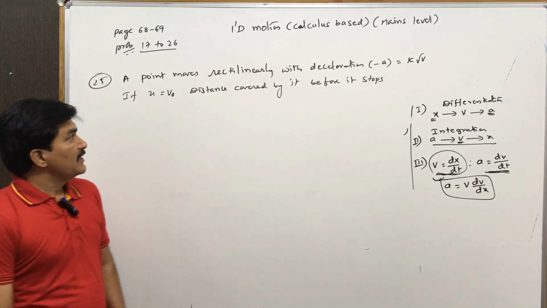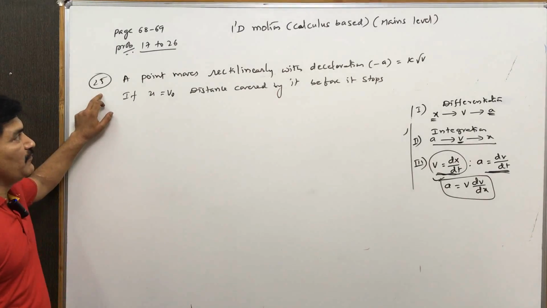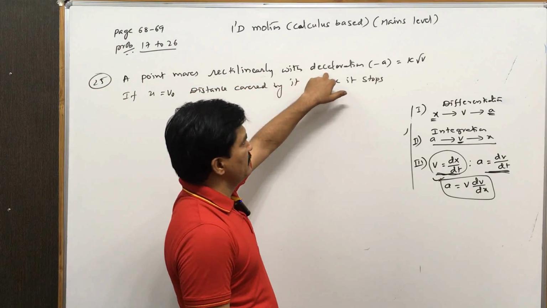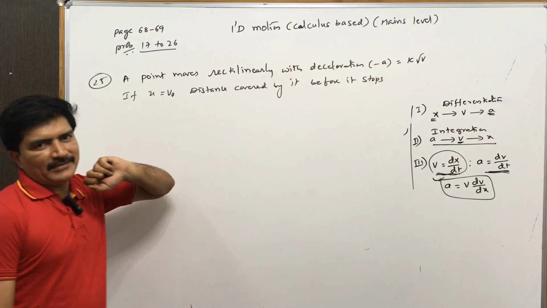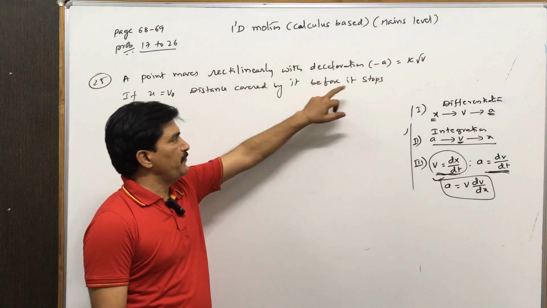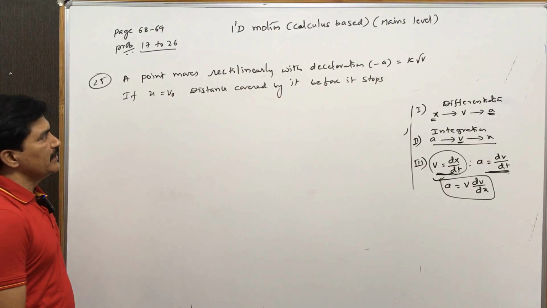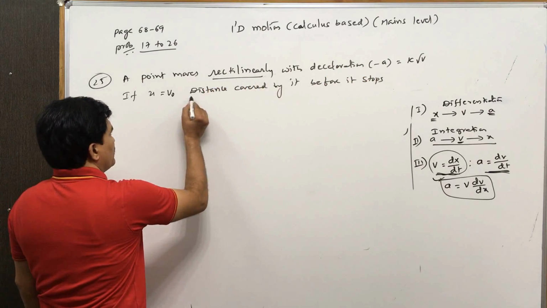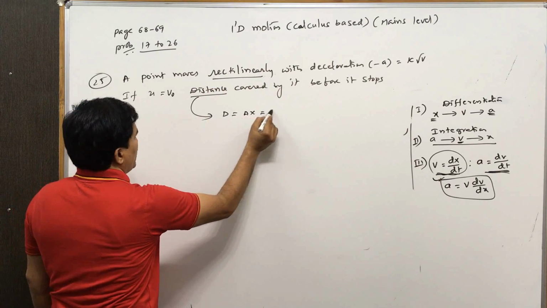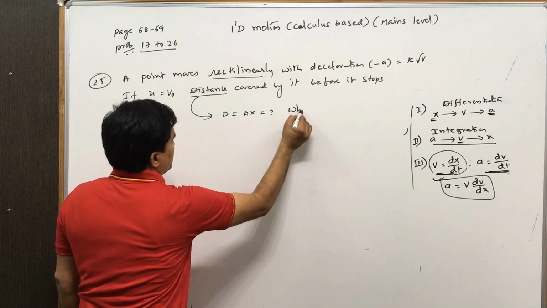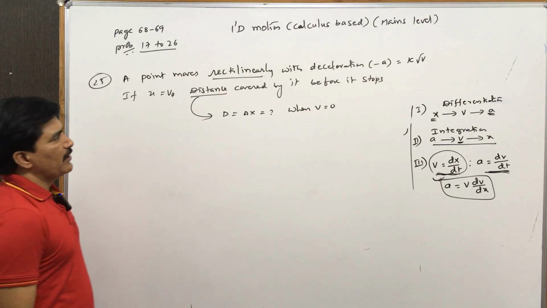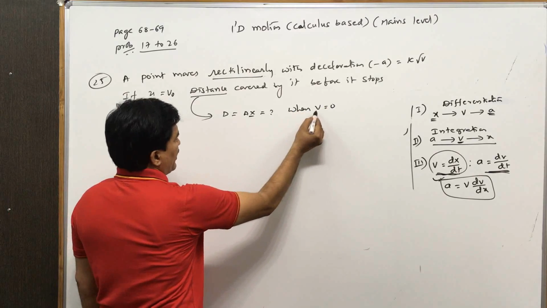Now, the next problem, the 25th one. A point moves rectilinearly with deceleration given by k root v, where k is constant. If the initial velocity is v naught, find the distance covered by it before it stops. As it is rectilinear motion, distance covered is nothing but displacement. So, I need to find out displacement when velocity becomes 0. Okay? So, I have to think of the relationship between x and v.